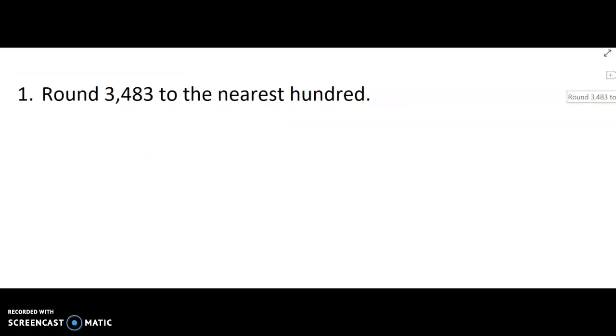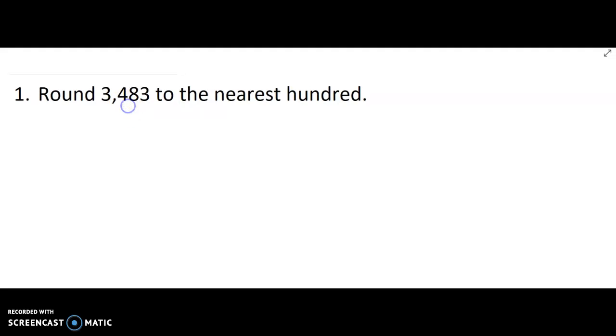Round 3,483 to the nearest 100. Now, the key here, again, is place value. So which number here falls in the 100 place? Well, that would be, oh, I lost my pen. There we go. 4. So the 3 is in the 1 spot. 8 is in the 10 spot. 4 is in the 100 spot. So we're rounding to the nearest 100.